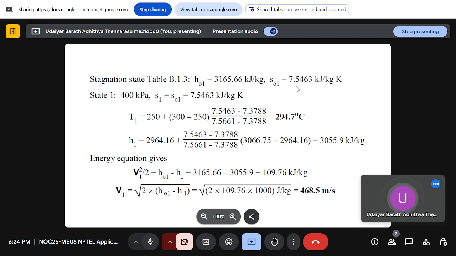So using this we know entropy. Entropy at both conditions is the same, and with entropy at 400 kilopascal, we can find the enthalpy. Interpolating between 2 points for 400 kilopascal and entropy, my temperature T1 is 294.7 degrees Celsius, and enthalpy is 3055.9 kilojoule per kg.